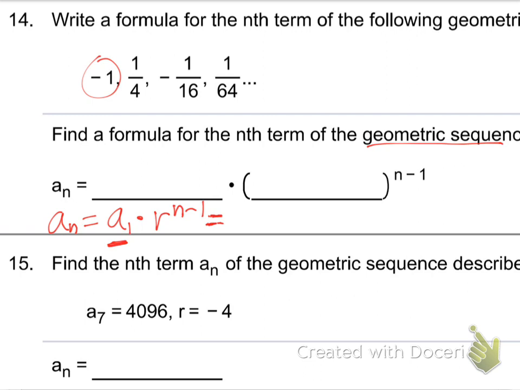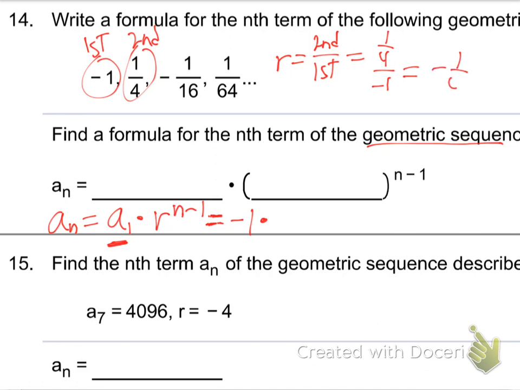Yeah, so to figure out R, remember how we learned to figure out R? How do you always figure out R? The common ratio. If you're not sure, you can try just looking at it. If you're at all unsure, remember it's always any term divided by the previous term. I always do second over first. So 1/4 divided by -1 is just -1/4. So the common ratio is -1/4.